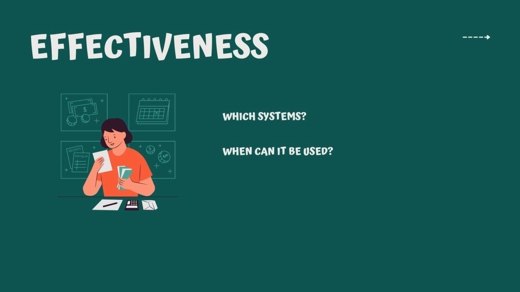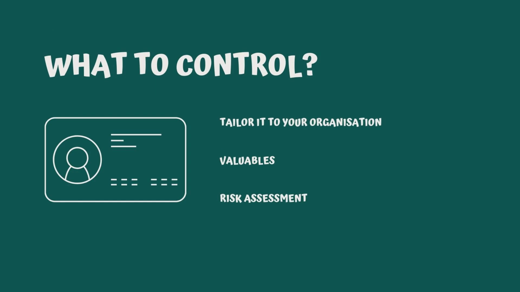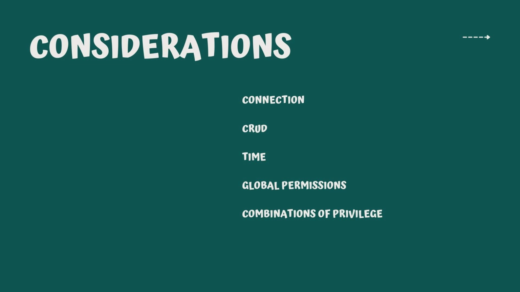We should identify which systems need to have controlled access and under what circumstances access should be granted. How do you pick which systems should have access control? Since every organization is different, you should base your decision on what your own organization thinks is most valuable. And this can be done by risk assessment analysis, which we've covered in the previous videos. When you're planning out how to grant the access, you need to consider these aspects.